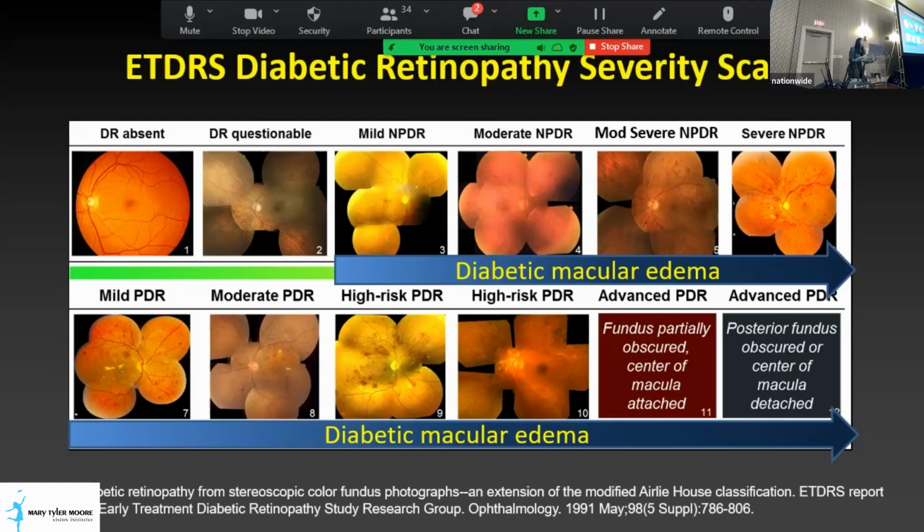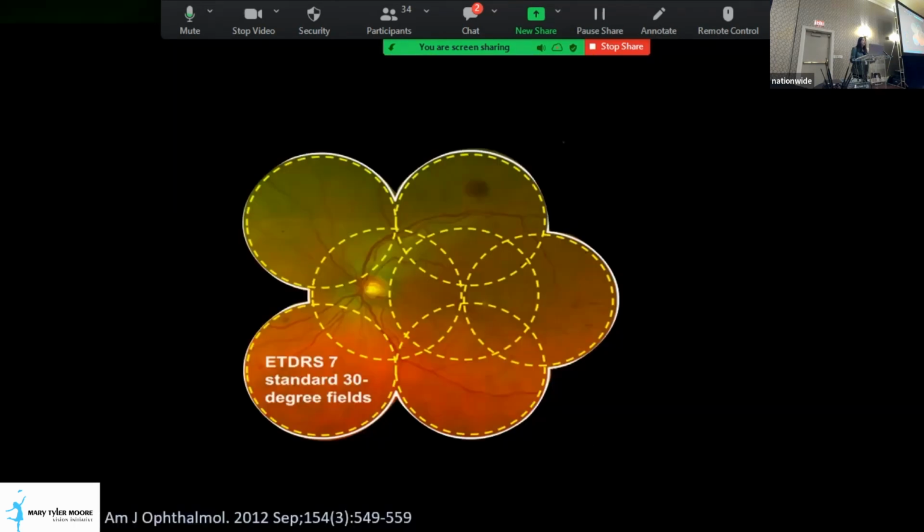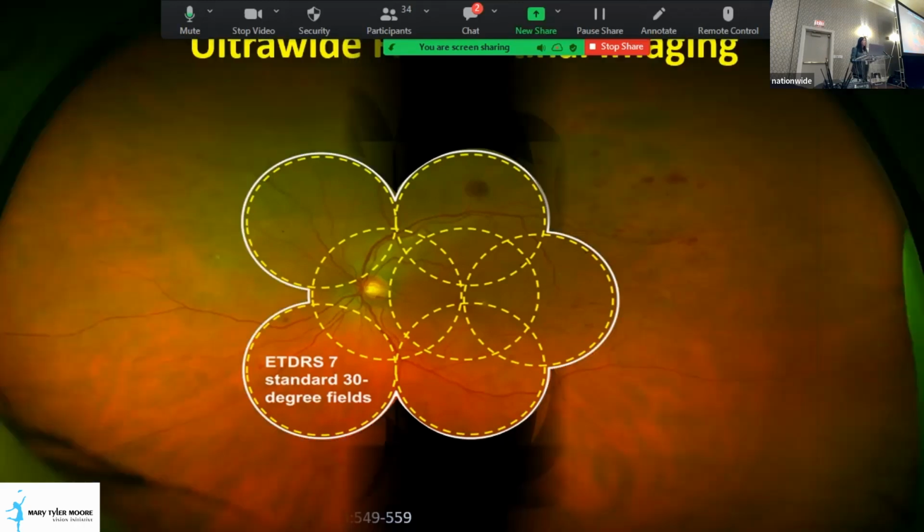So the DRD staging project arose out of a growing realization in our community that although the ETDRS diabetic retinopathy severity scale and similar scales like the international classification scale have been very useful for many decades for us to stage retinopathy and risk stratify our patients, they have very important limitations. For one thing, they only address the vascular components of the retinal disease, and that was remarked upon by Dolly Chang in her talk.